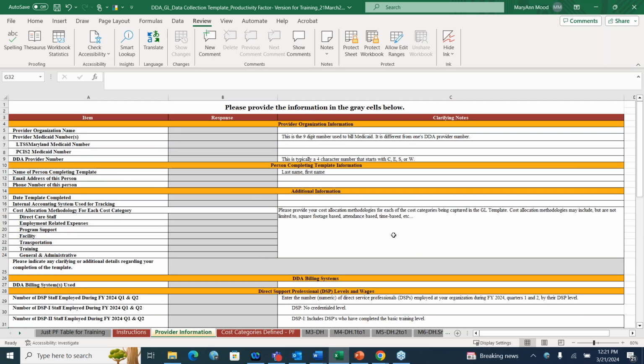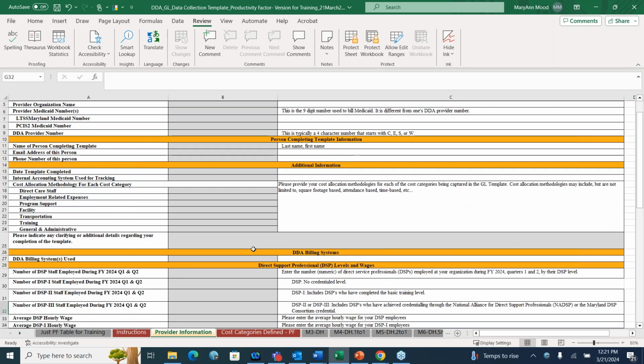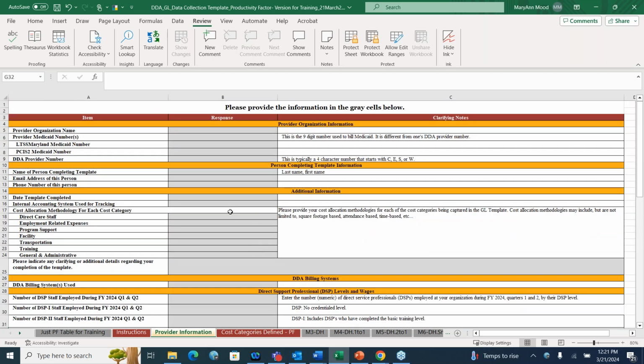The provider information tab is, again, very similar to the original data collection template. There have been some things that we've added to the template. This is to really gather basic provider information, as well as some more specifics regarding staffing levels and staffing patterns. So up at the top, it's going to be asking your organization name, as well as specific numbers, including your Medicaid number, as well as your LTSS number and PCIS2 Medicaid numbers, as well as your DDA provider number. And please note your Medicaid number is what is used to bill Medicaid. It is different than your DDA provider number. And you'll also put in whoever gets the pleasure of filling out the template, if they could put in their name as well as their contact information.